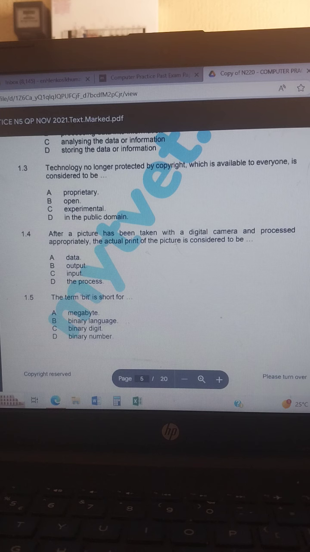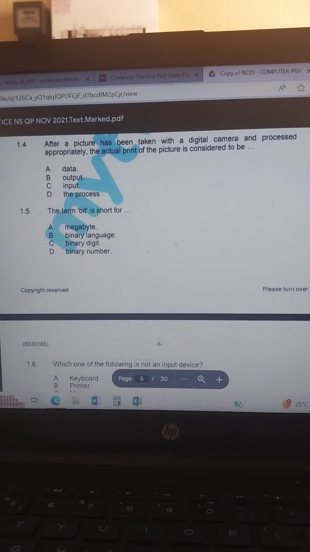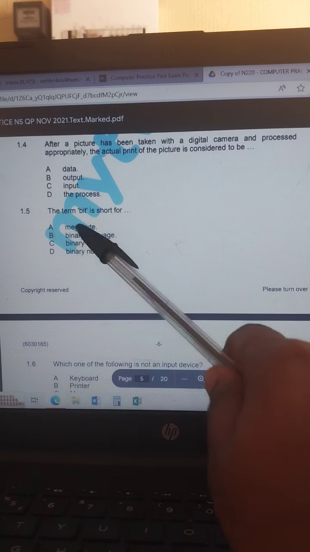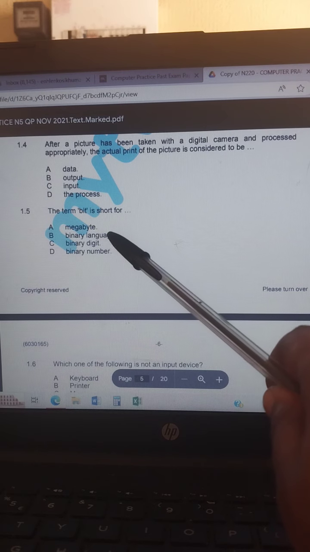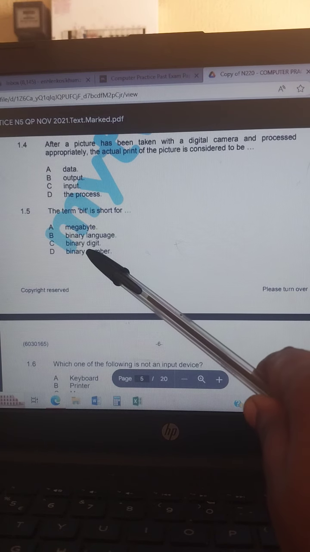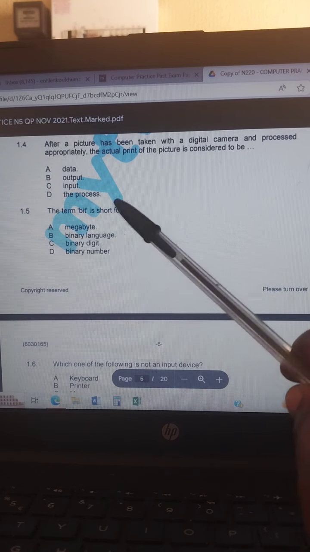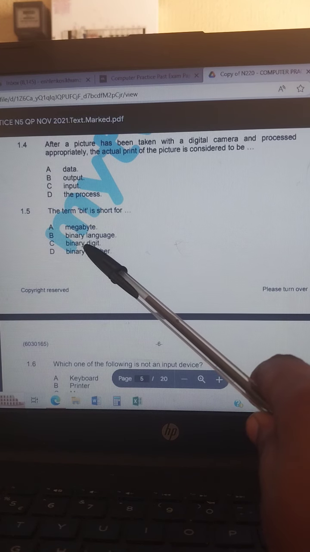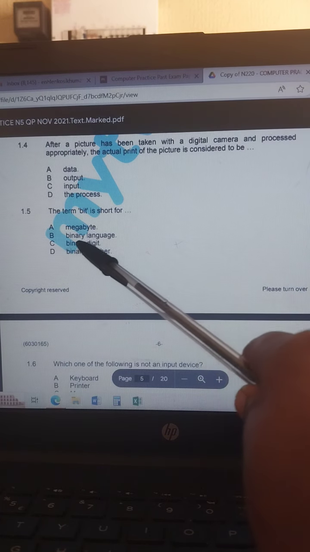Number five, the term bit is short for: A, megabytes, B, binary language, C, binary digit, and D, binary number. So our answer here is binary digit.